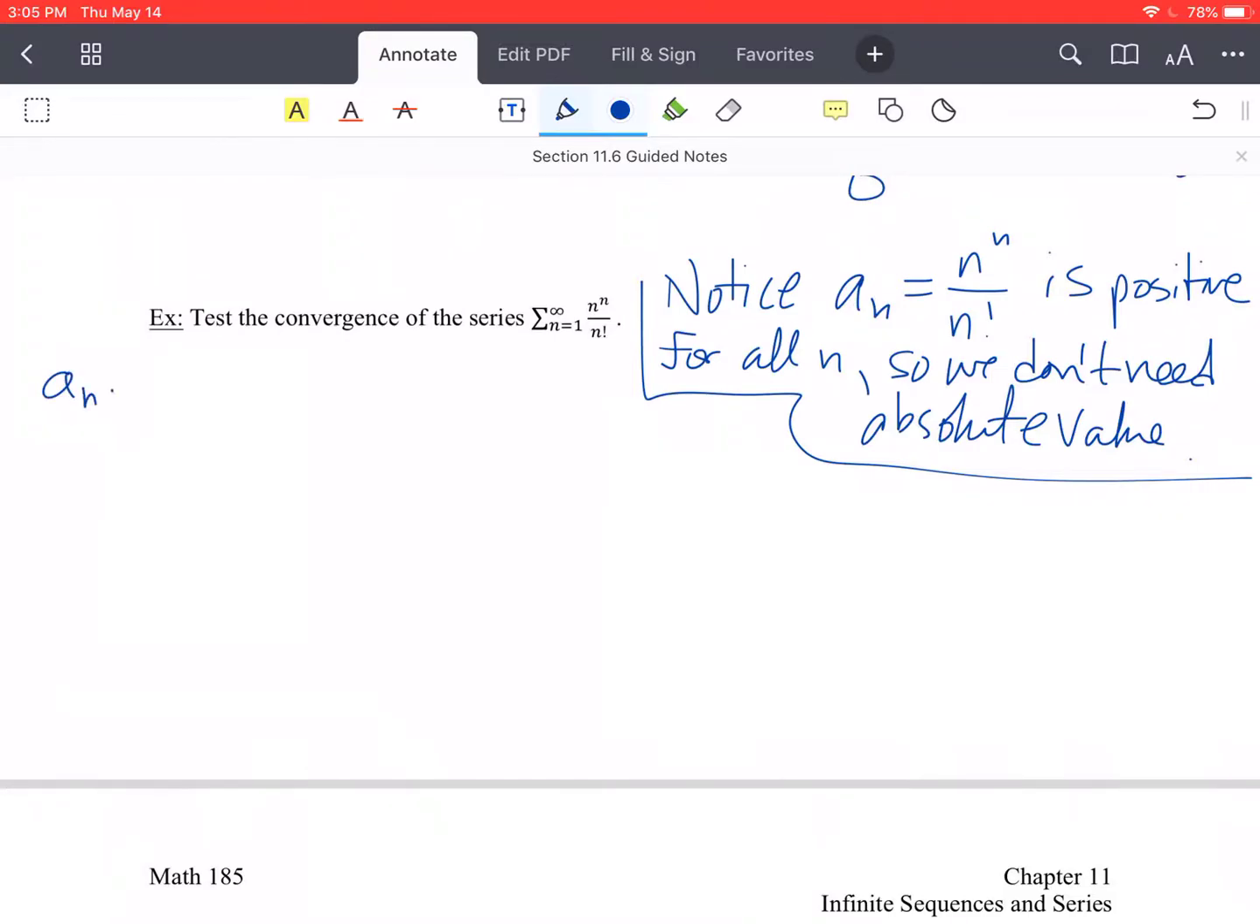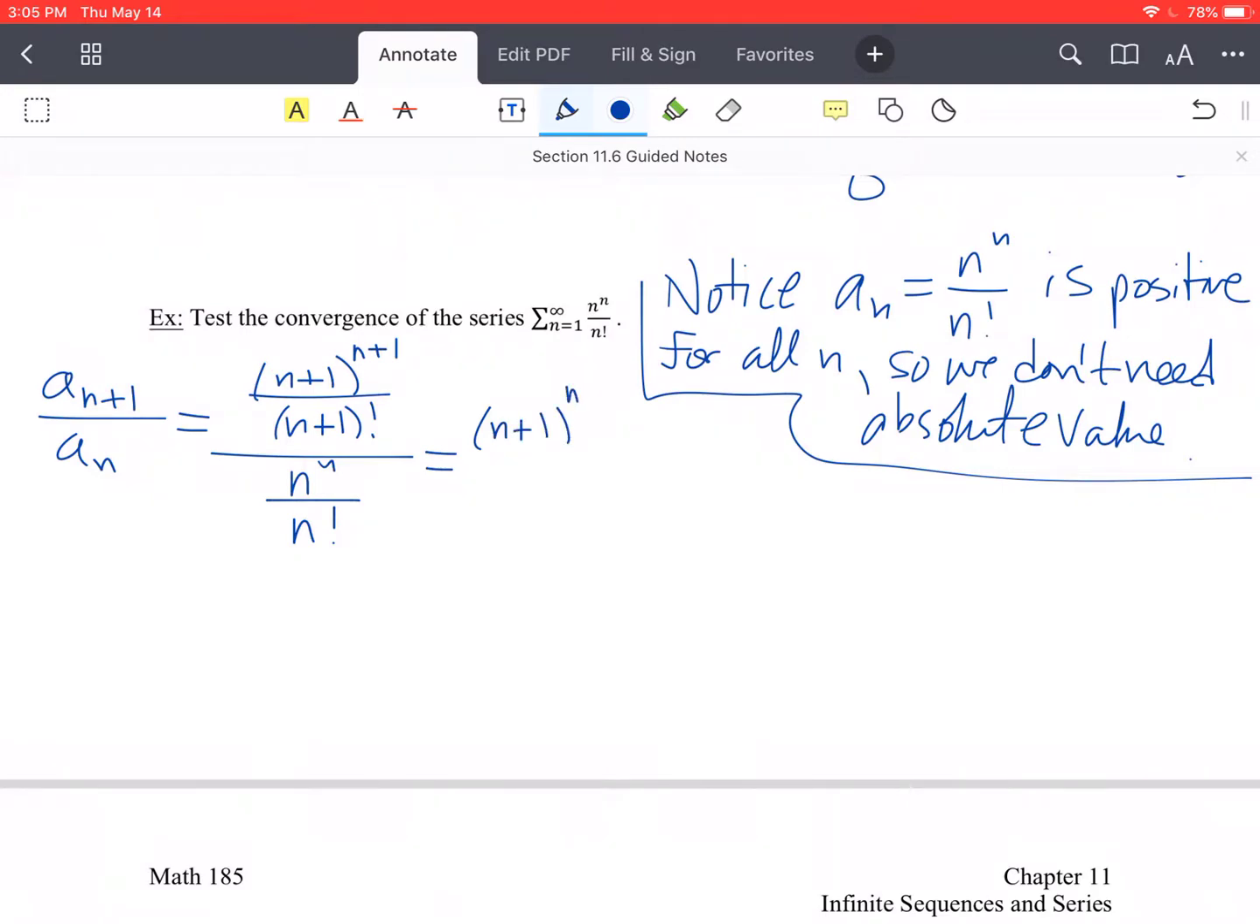So just a little something to help simplify our work a bit. We're going to get a sub n plus 1 over a sub n. So that's going to be n plus 1 to the n plus 1 over n plus 1 factorial, over n to the n over n factorial. Let's go ahead and write that as multiplication by the reciprocal.